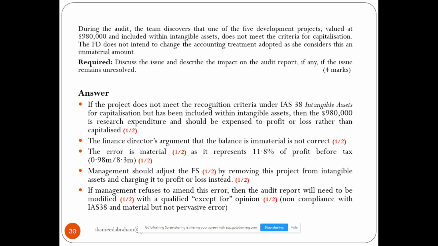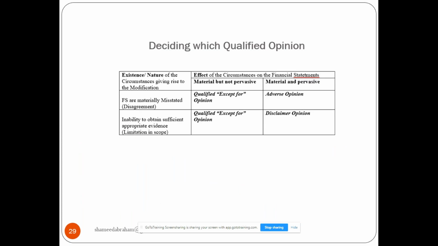So I've gotten another half mark for another very simple sentence, because the finance director made a statement saying that it is immaterial. The things that we are not doing in the exam, stating the obvious. The obvious thing is to say that the finance director's argument that the balance is immaterial is not correct. I've gotten a half mark for that. But another thing about the audit reports questions, there's a mark out of those 4 marks for a materiality calculation. Because going back to this table, I cannot decide whether something is qualified. I can't determine which one out of the 4 qualified opinions is relevant in a question unless I calculate materiality.